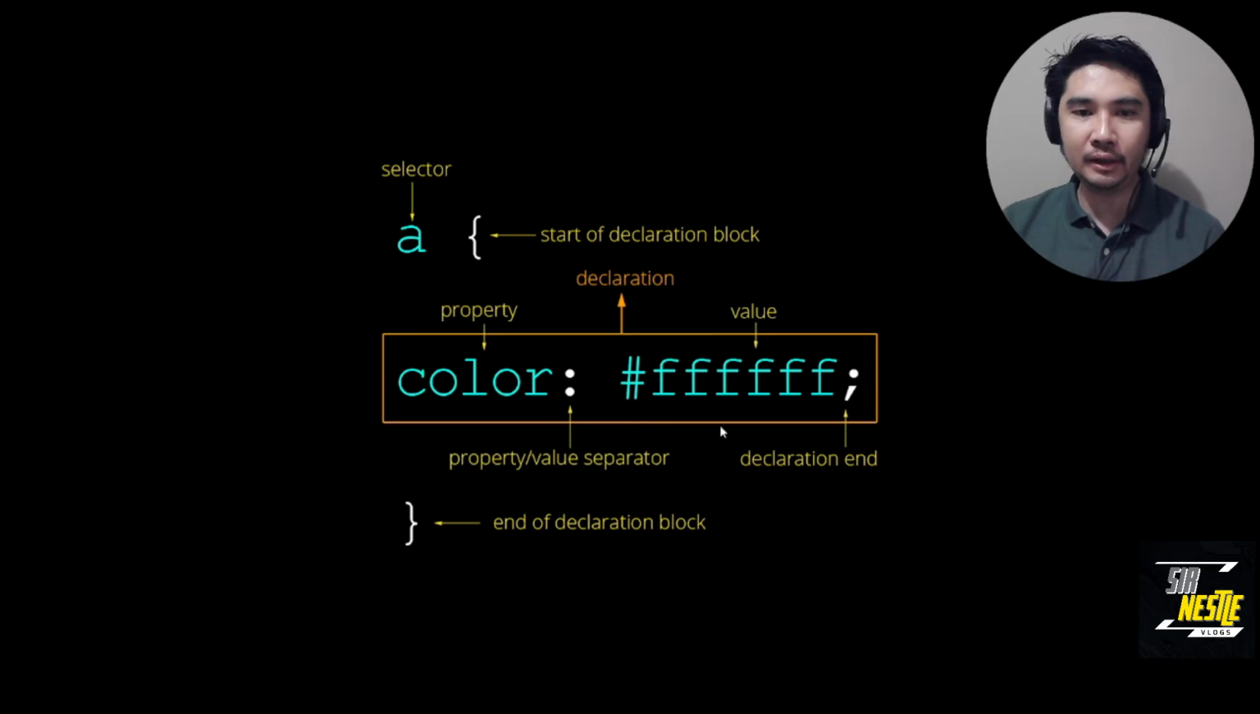And then we have here the property or value separator. Colon is used for that. And then we have here the declaration end, the semicolon. We can also use multiple declarations in cascading style sheet. For example, if we want to style the font family, the background, the margin, the border, and so forth. Those are some of the attributes that we can customize also. And then the last part of the style sheet is the end of declaration block. These are the curly braces.